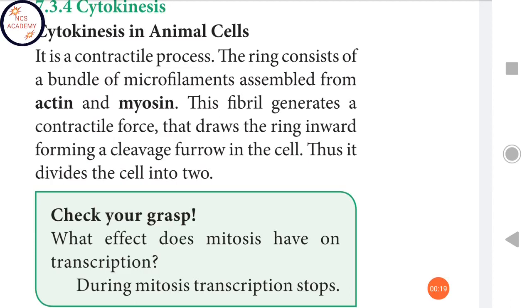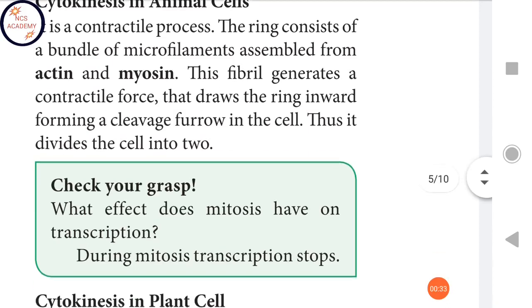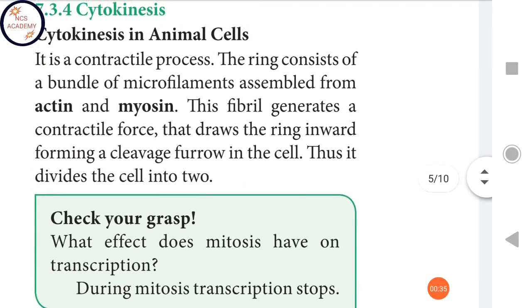Cytokinesis in animal cell is a contractile process. A ring consists of a bundle of microfilaments assembled from actin and myosin. This fibril generates a contractile force. This draws that ring inward, forming a cleavage furrow in the cell. Thus it divides the cell into two.